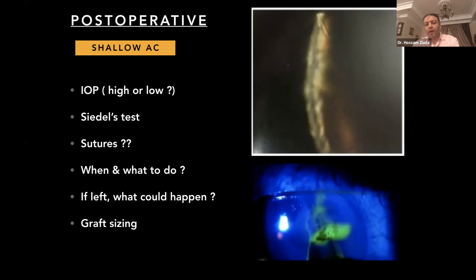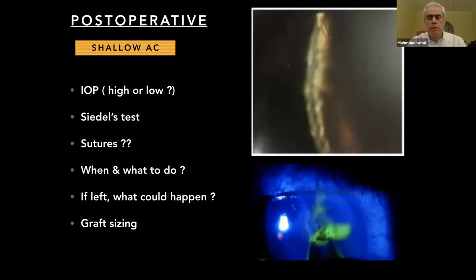Okay, sir. Then the question: when and what to do. What to do, we had it now. But when to hurry to reform the anterior chamber, if there is shallowness? As soon as possible. Yes, I mean, sir, what's the grade of the shallowness to hurry? If there is contact, or if there is grade 1, grade 2, grade 3? If there is a space between the iris or the pupil and the cornea, can you wait for the spontaneous reformation?